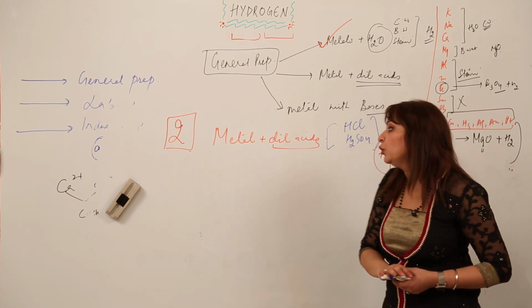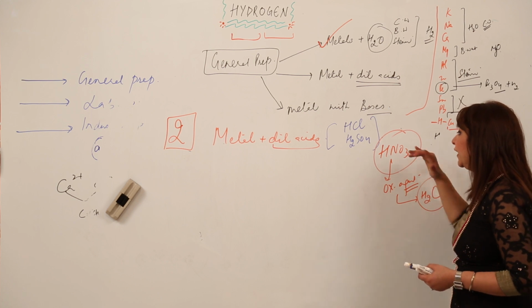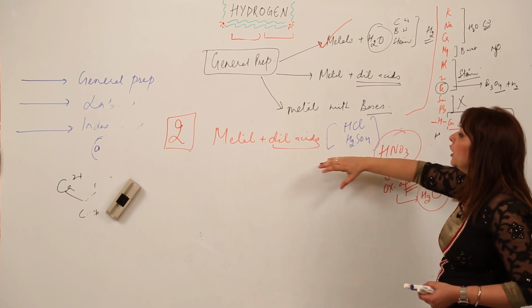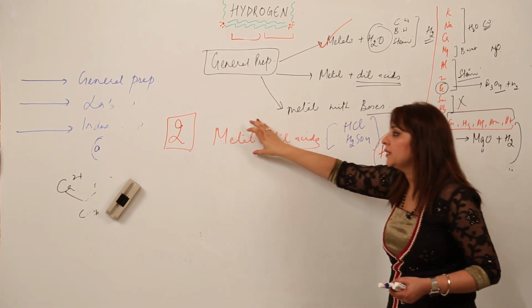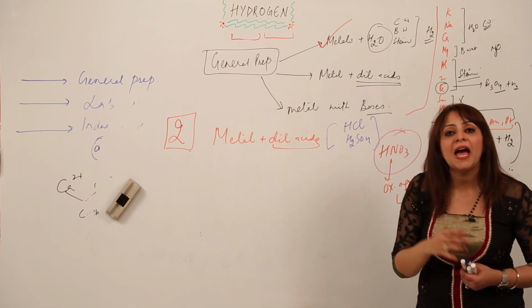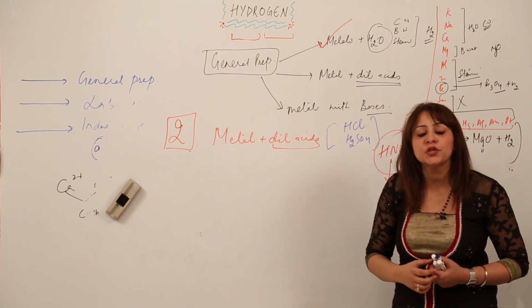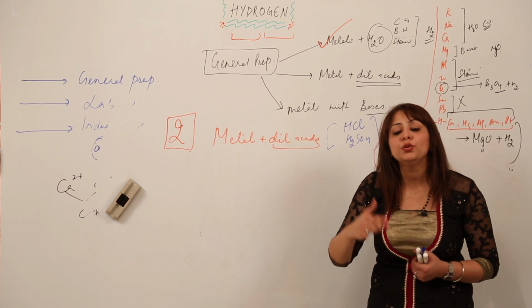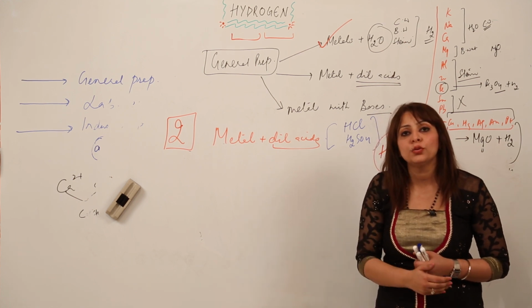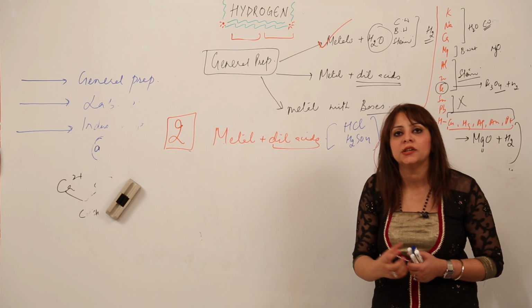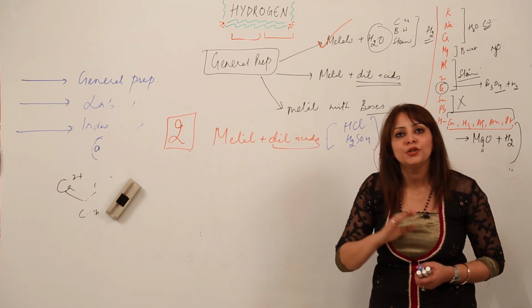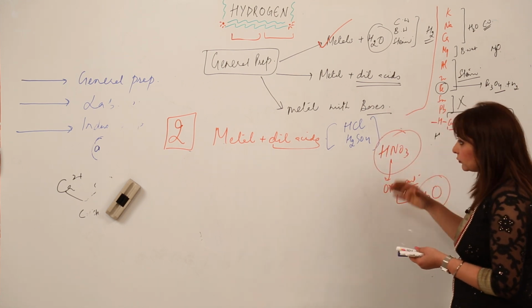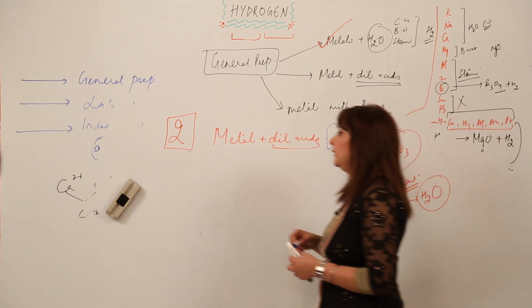Again, I am repeating for you, do not use HNO3 as dilute acid for the preparation of hydrogen from metals, because HNO3 acts as the oxidizing agent. It oxidizes H2 to H2O. So instead of hydrogen gas, we get water. That means HNO3 is not used. And I'll be showing you examples as well.